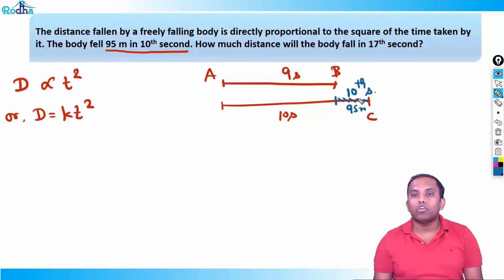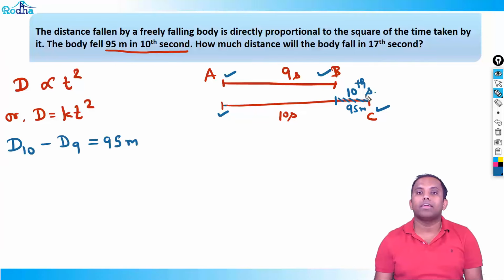That means how to calculate the 10th second? The distance traveled in 10 seconds minus the distance traveled in 9 seconds will give me the distance traveled in the 10th second. That is 95 meters. Okay, so what is the distance traveled in 10 seconds?